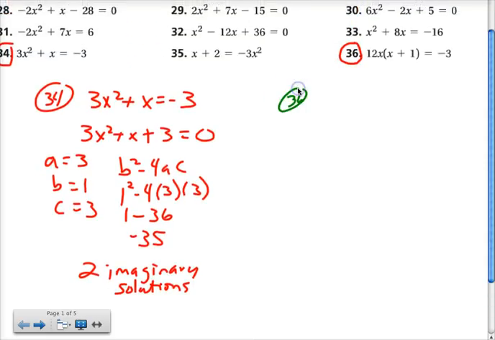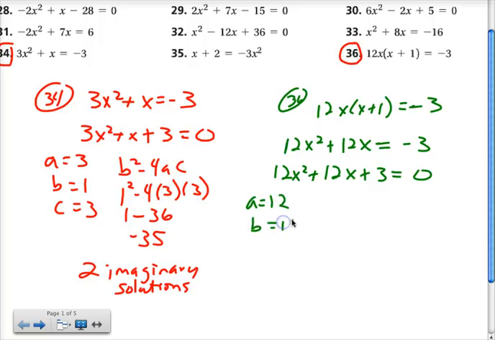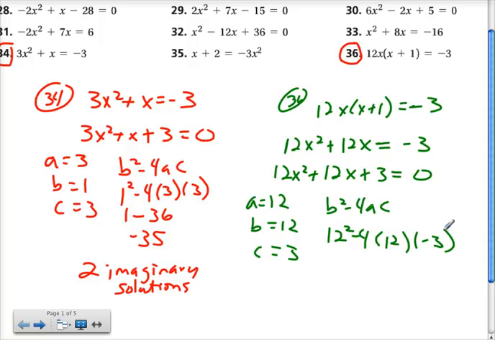We can't work with it the way it is. What we have to do is distribute that 12x, and then we have to move over that negative 3. And then we would go ahead and identify our A, B, and C, and just use the b squared minus 4ac. So we'll have 12 squared minus 4 times 12 times negative 3.